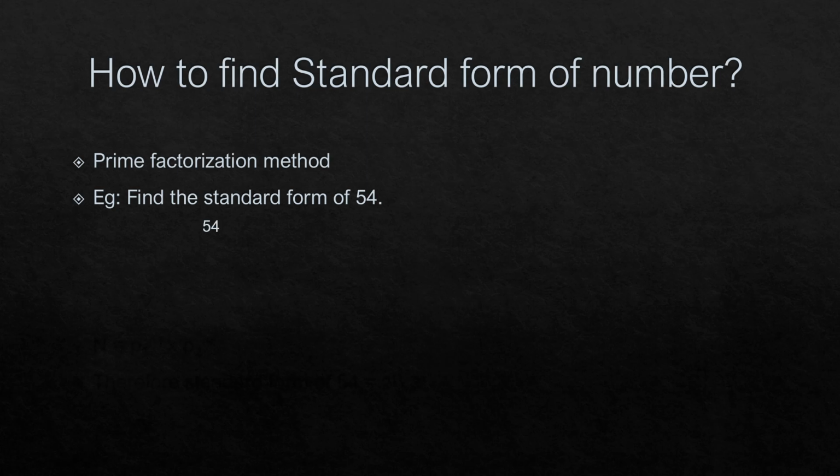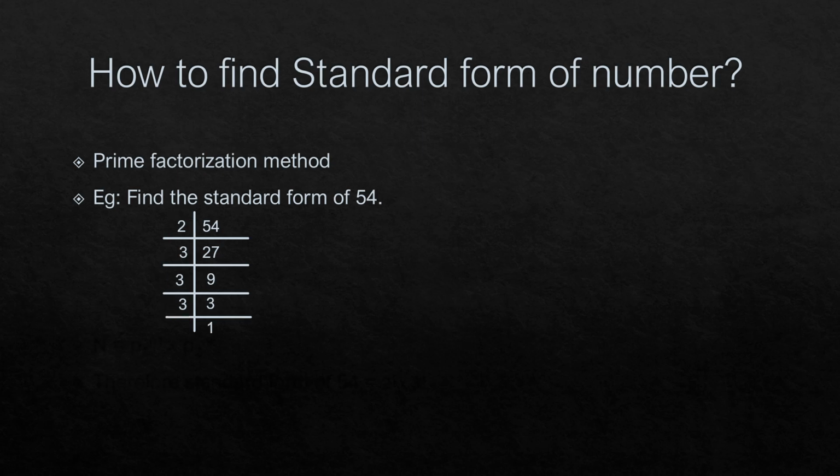So we divide 54 by 2. 2 27s are 54. 3 9s are 27. 3 3s are 9. 3 1s are 3. So here we get 2, 3, 3. They are prime factors of 54. We have found this by prime factorization method.